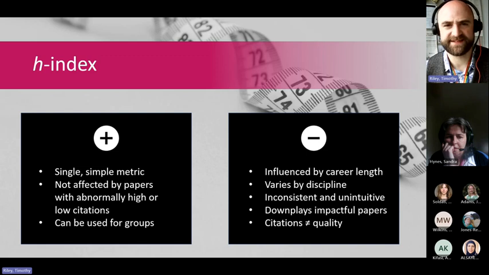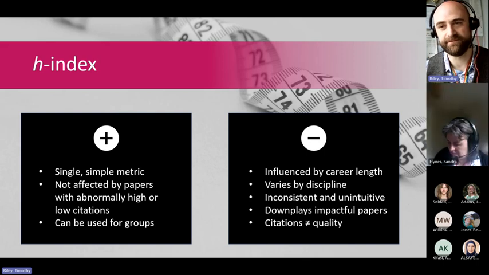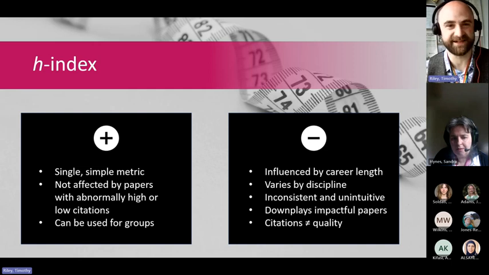But coming on to our caveats, of course, it's going to be influenced by the career length of the researcher. So the more articles they publish, obviously, the more opportunity they then have to have a higher H-index. Again, as with the others, it varies by discipline as to how quickly researchers can put out articles, as to how many citations they're likely to get. So if you were trying to compare authors from different disciplines, it's going to be quite difficult.